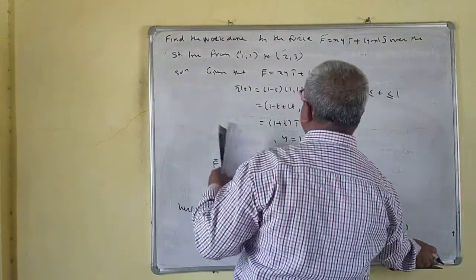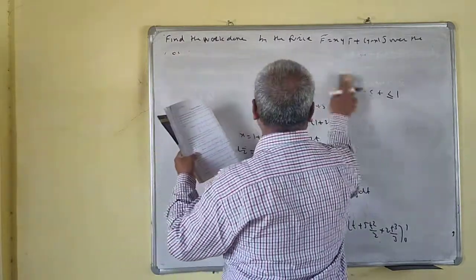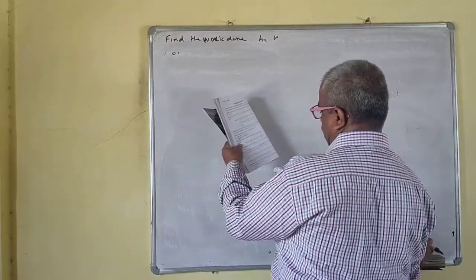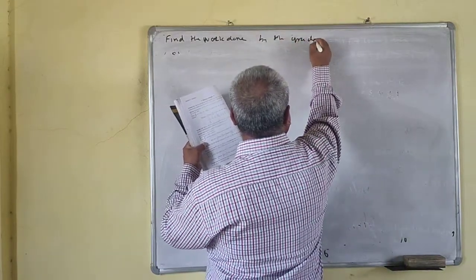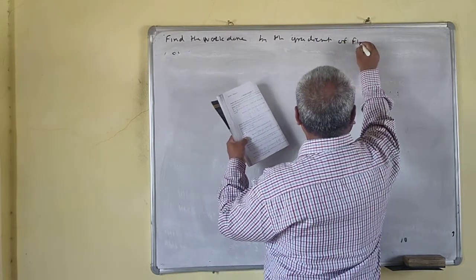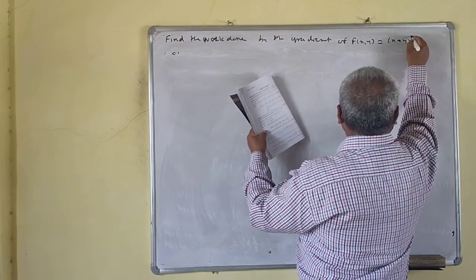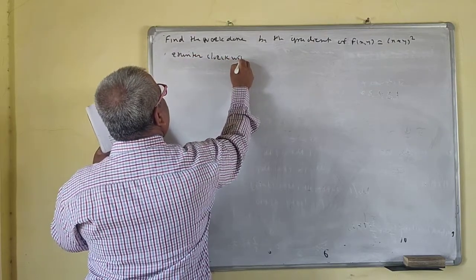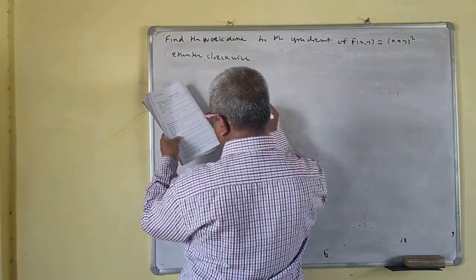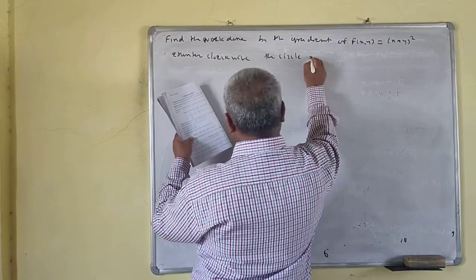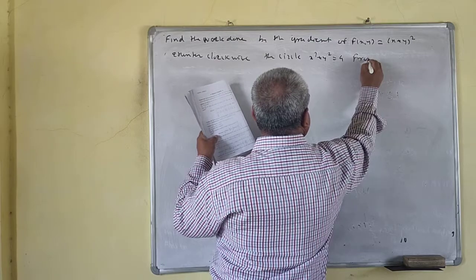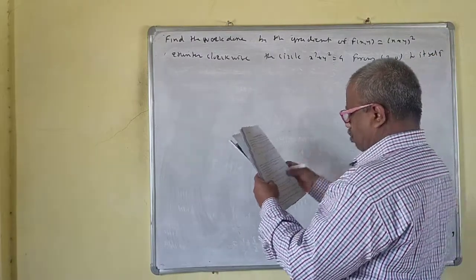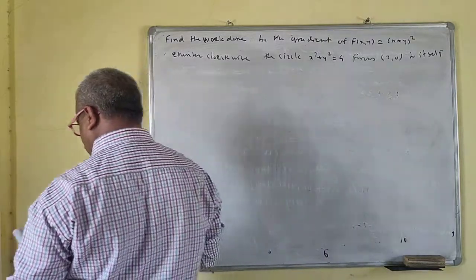Okay. Next. Find work done by the gradient of f of xy is equal to x plus y square, counterclockwise around the circle x square plus y square is equal to 4, from (2, 0) to itself. Okay. Solution.